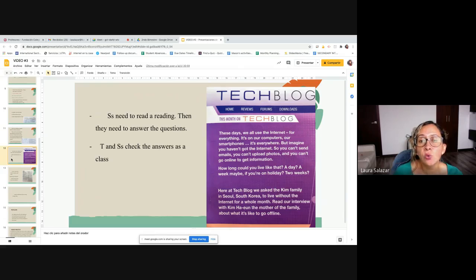Then students need to read a reading. Then they need to answer the questions. Here is the reading. It's a tech block that they need to read, and then they need to answer some questions. When they finish with that, teacher and the students check the answers as a class.